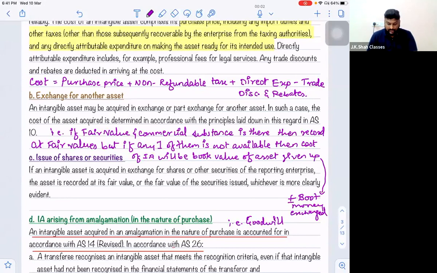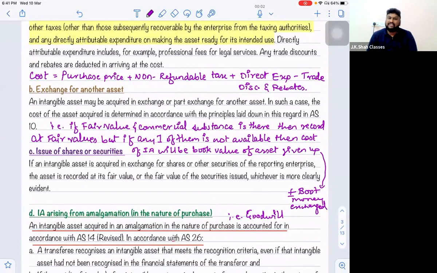Correct? Then issue of shares or securities. Sir, same as AS10 only. Say for example, I'm a company and I'm issuing my own shares for acquisition of an intangible asset, then the intangible asset will be recorded in my books at fair value of the shares issued or fair value of the intangible asset taken up, whichever is more clearly evident.